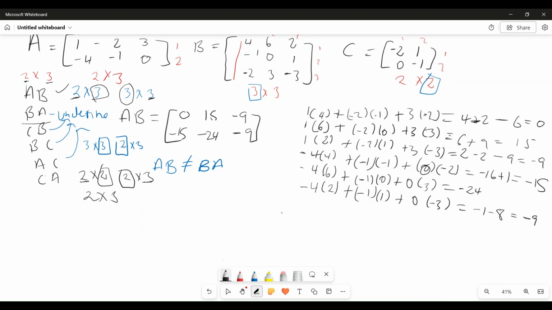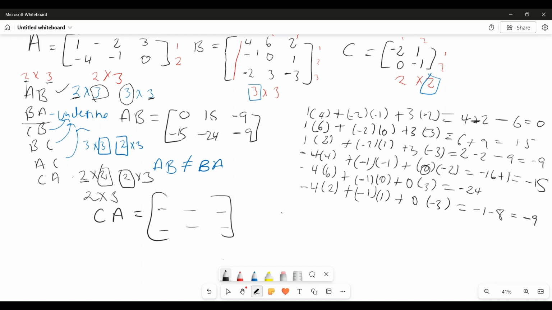If you're not following, feel free to go back on the video and make sure that this time around you follow what we are doing. Okay, so now I'm just going to quickly do the matrix CA. So the matrix CA, we know that it has to be a 2 by 3. So we have to have 2 rows and 3 columns. So these are 2 rows, and 1, 2, 3 columns.